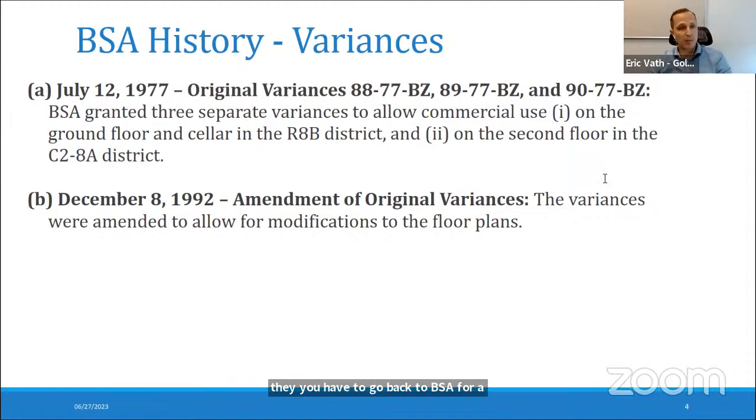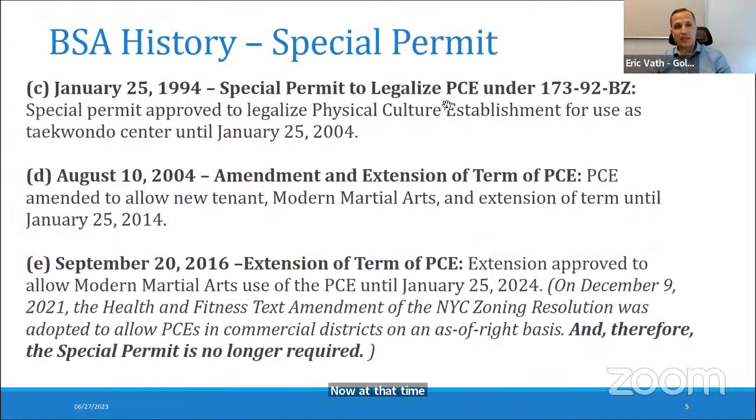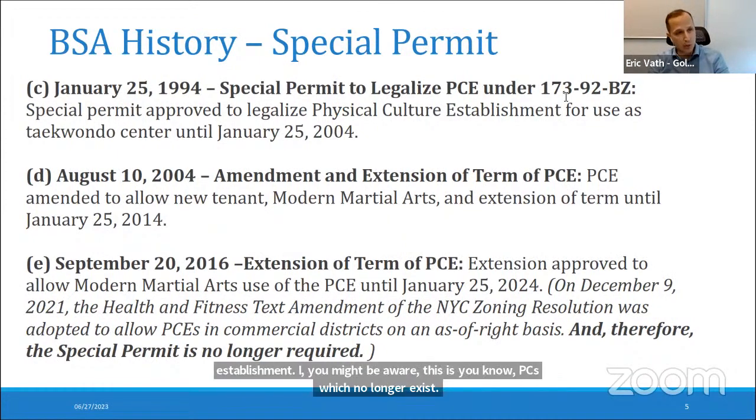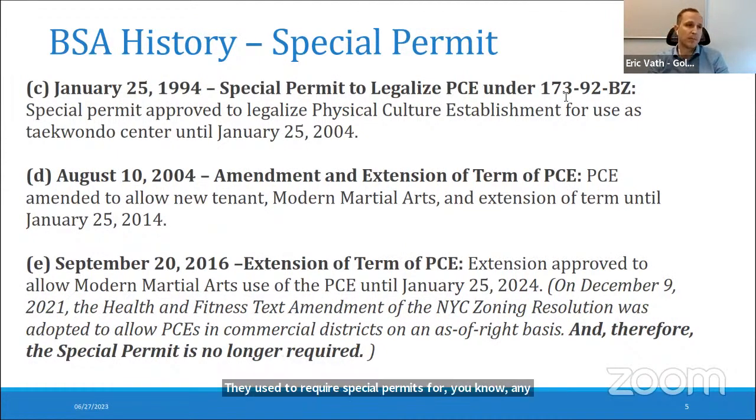Now, at that time, they legalized a physical cultural establishment. You might be aware, these are PCEs, which no longer exist. They used to require special permits for any kind of gym. In this case, it was a Taekwondo center, which preceded modern martial arts. So there was a PCE in 1994. It was amended and extended in 2004, and again in 2016.